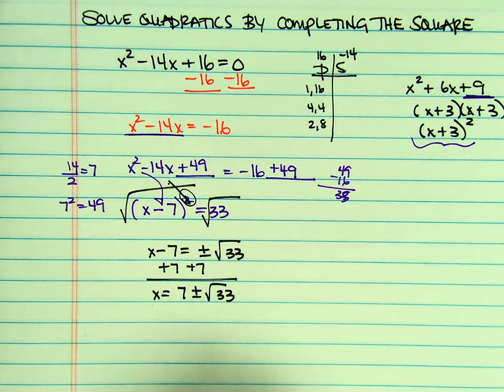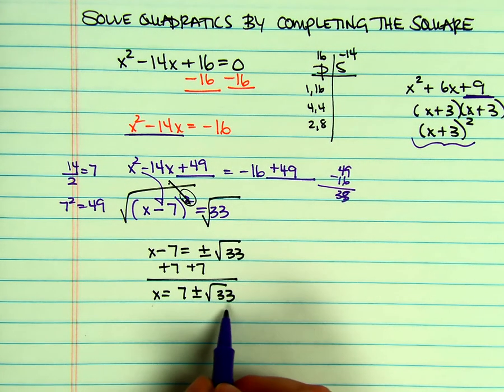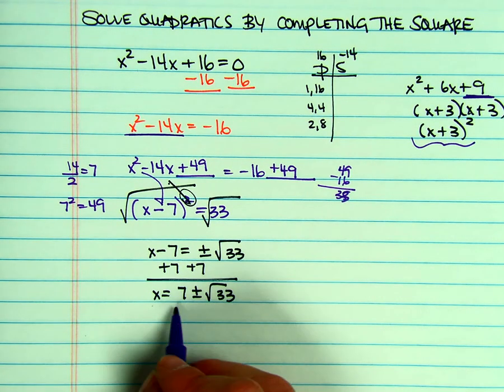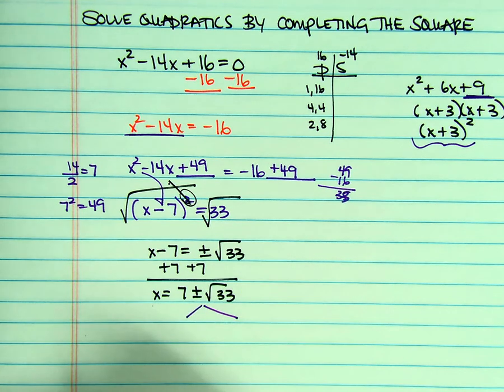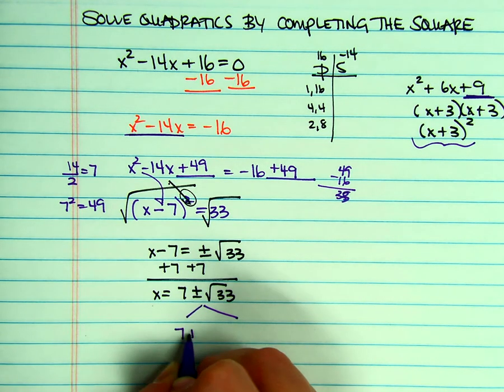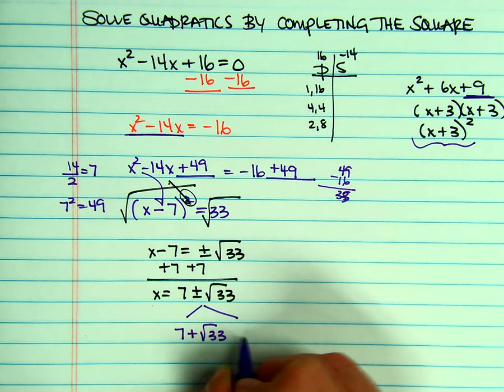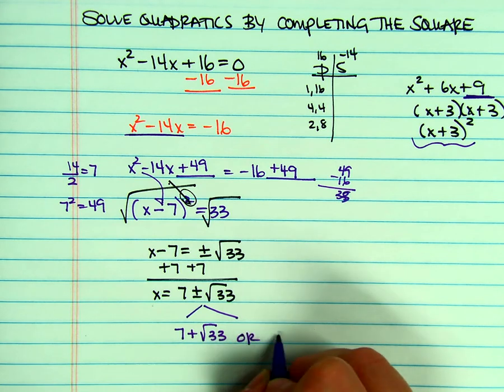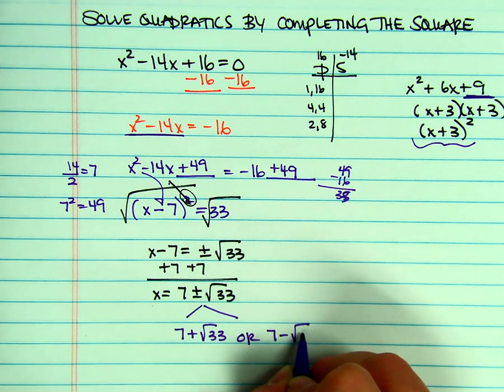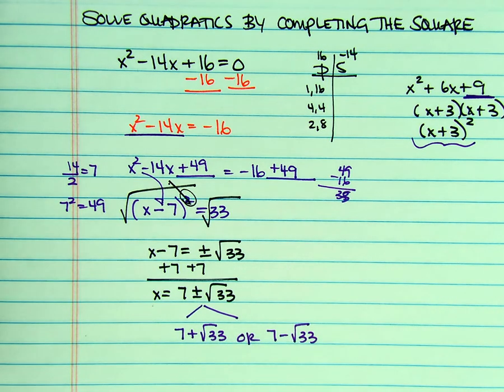Now that means absolutely nothing. So what you need to do is separate this and write it as two separate values. So you have 7 plus the square root of 33, or 7 minus the square root of 33. I never want to see what the square root of 33 is, because I don't really care.